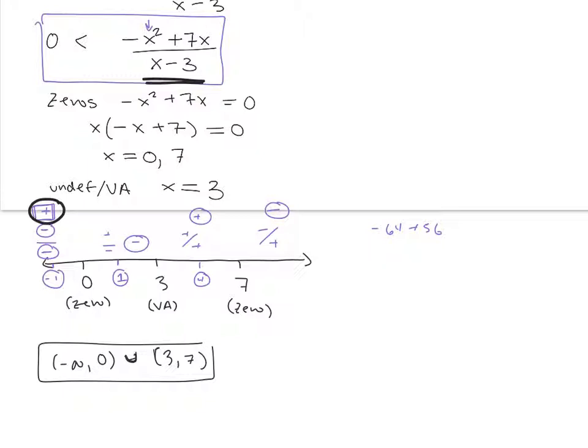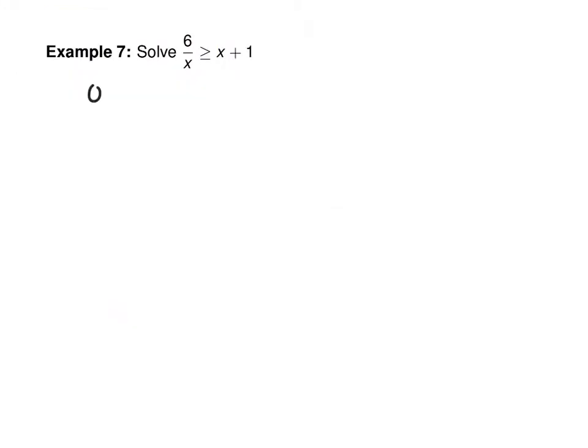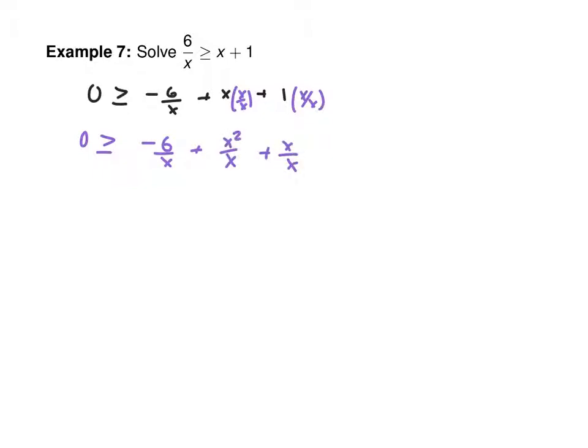With the next one, I would suggest taking away 6 over x. It's a little bit easier. So start with that, get a common denominator. Can I go to the next one? Yeah. Okay, great. So I have 0 bigger than or equal to negative 6 over x plus 1. So how might you get a common denominator? Times everything by x over x, except for the first one, right? Yep. And that's 0 is bigger than or equal to negative 6 over x plus x squared over x plus x over x.